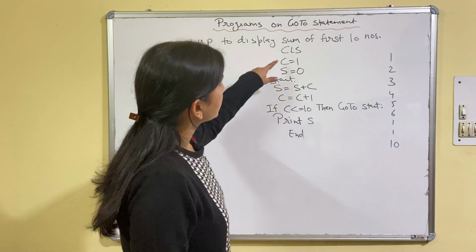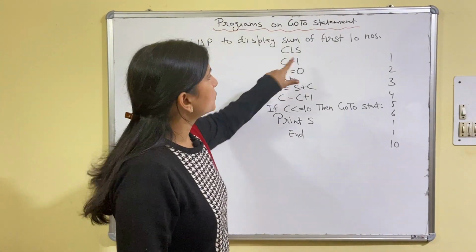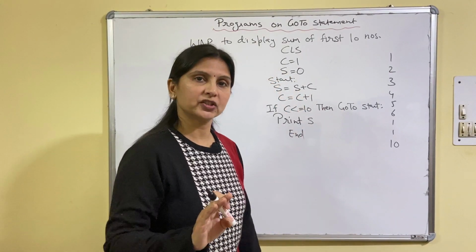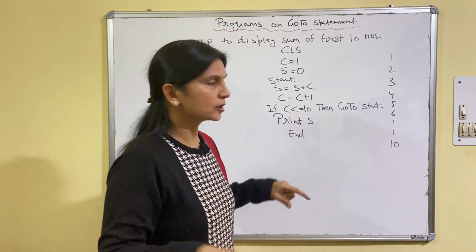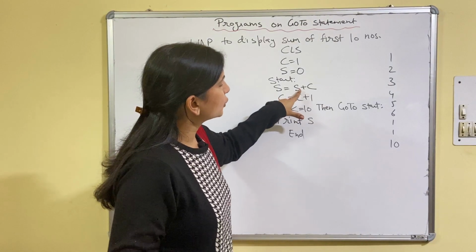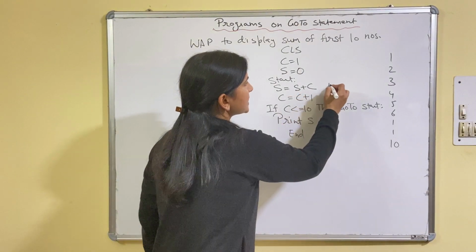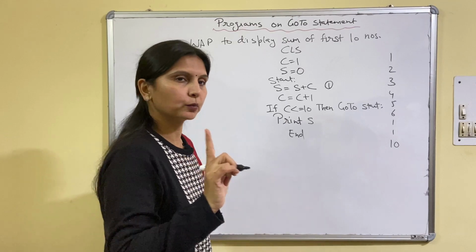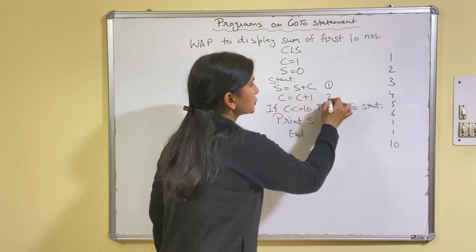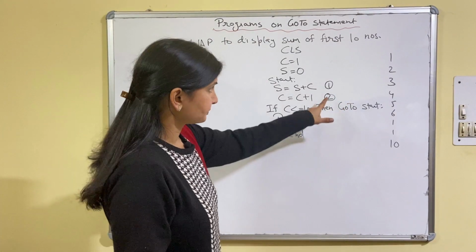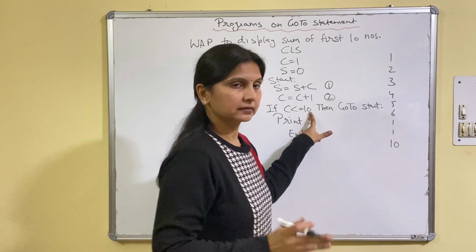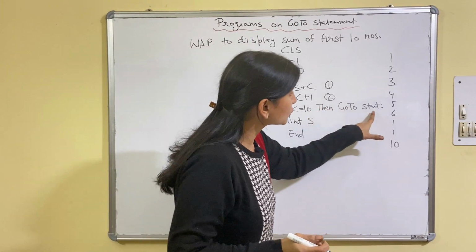Okay, let me explain. Counter variable c equals 1. We always initialize the counter variable with 1, and the accumulator we initialize with 0. Fine. c is 1, s is 0. Now s equals s plus c. S plus c means 0 plus 1. The value of s will become 1. Counter increment. Earlier it was 1. Now it has become 2. Isn't it? The condition will be checked. If 2 less than or equal to 10, yes. Obviously the condition is true. Then goto start.